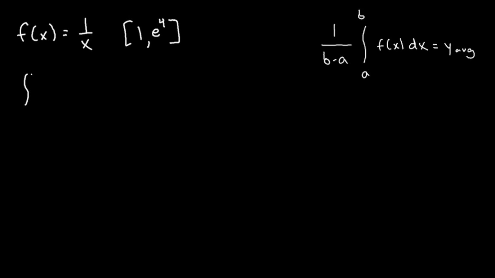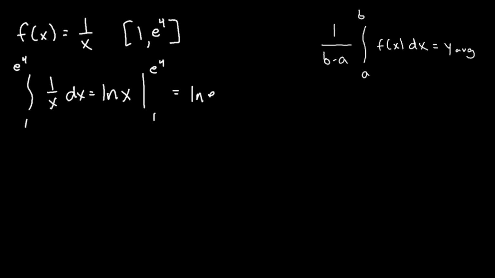All right, let's first go ahead and find the area. So the area of our function is the integral, our bounds are 1 and e to the power of 4, and our function is 1 over x dx. The antiderivative of 1 over x is the natural logarithm. Technically, this should be absolute value, but I don't think that matters too much since we're dealing with positive numbers anyways. But natural logarithm of e to the power of 4 minus natural logarithm of 1. And this simply is 4 minus 0. So our area under the curve, or area between the curve and the x-axis, is 4.